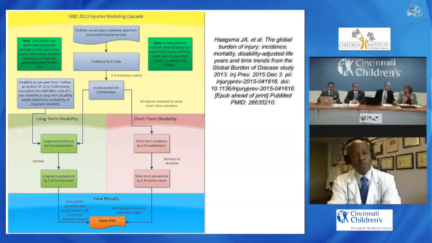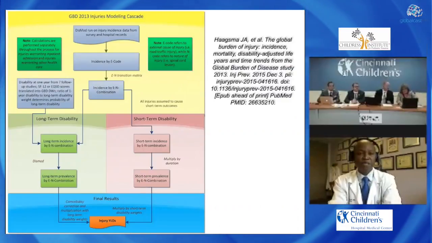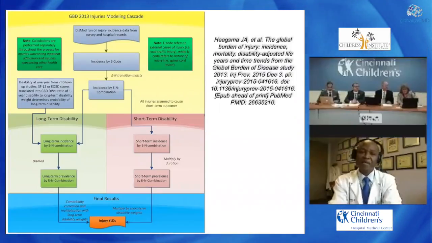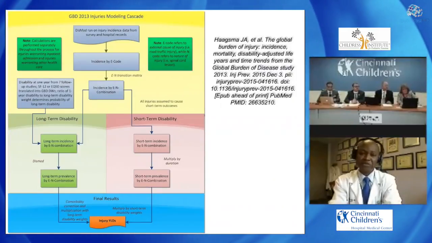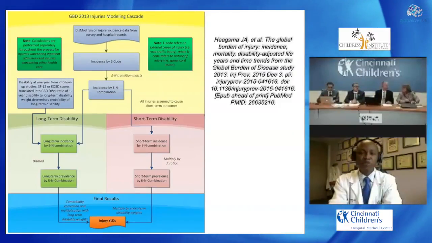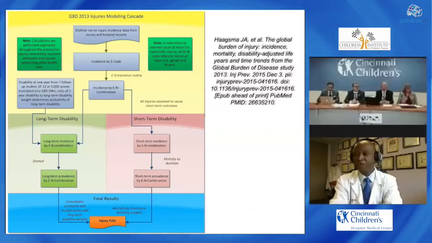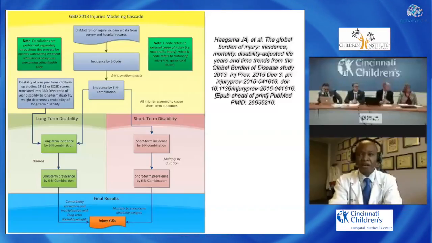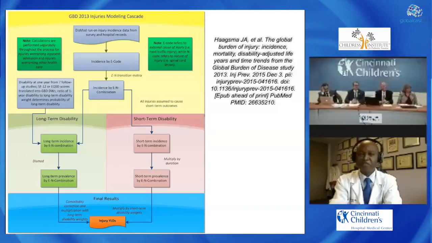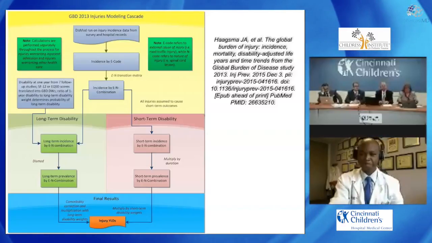So the 2013 update of the Global Burden of Disease study was just published, including these flow charts of how they estimated the YLD for injuries. They assessed both long-term disability and short-term disability, and then each is multiplied by a disability weight in order to determine the YLD. Here is the reference, which can be accessed full text online through the BMJ Open Access project.